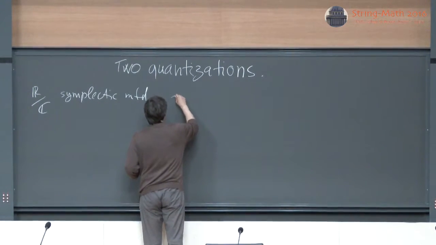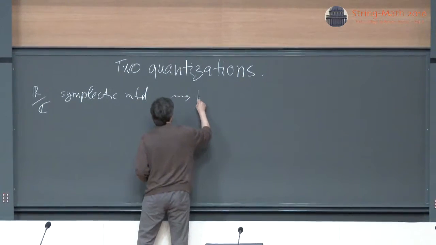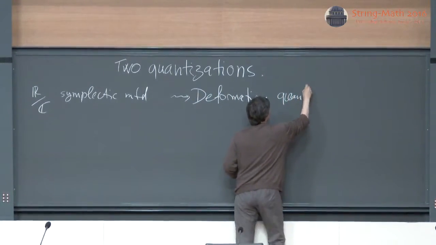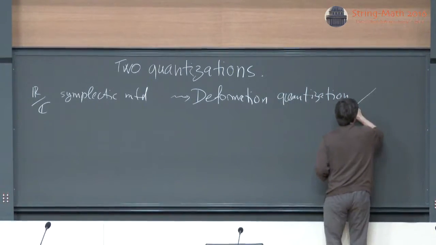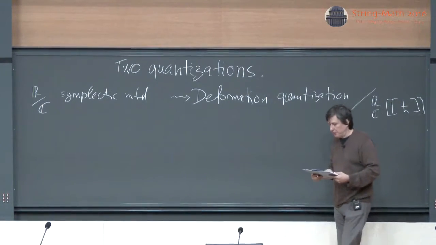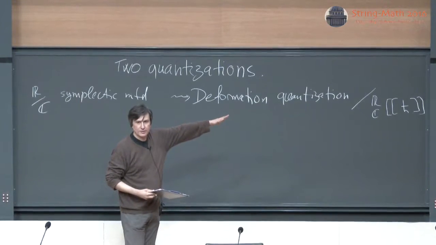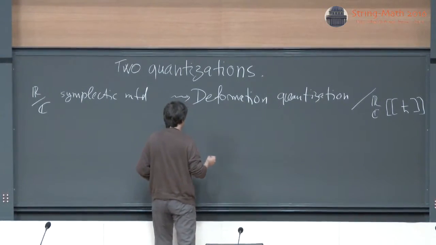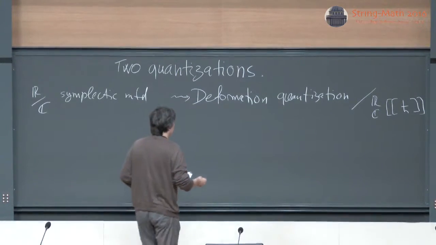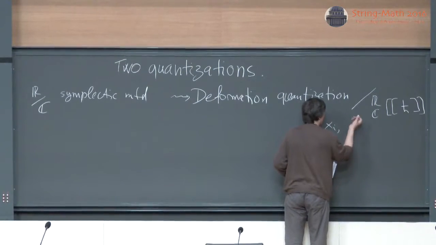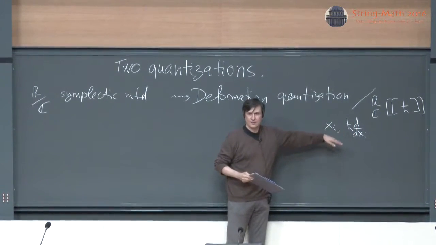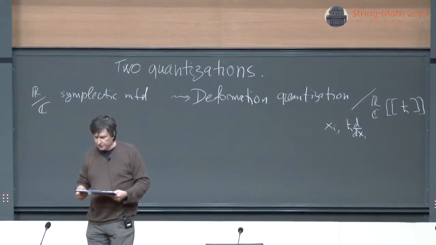Then one can construct these things called deformation quantization. It's over, again, R or C, over the ring of formal power series in Planck constant h. What does it mean? You deform the algebra of functions over this ring. Locally you do it like micro-differential operators: if you have x variables in half of your Lagrangian manifold, consider the other half as h times derivatives, and they form an algebra, which is a deformation of the algebra of functions.